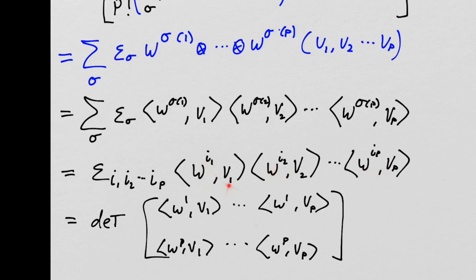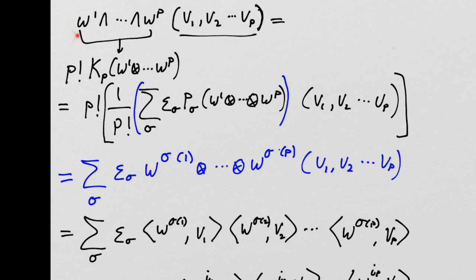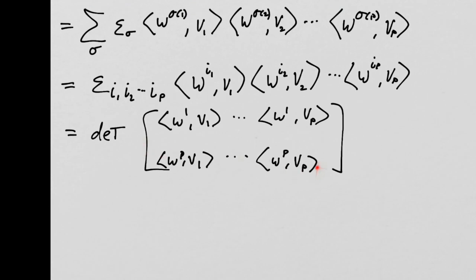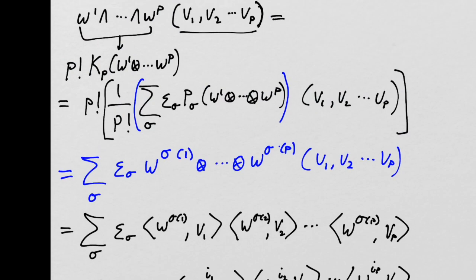This would be the I1th row, 1st column, the I2th row, 2nd column, the IPth row, Pth column. And notice these are fixed. 1, 2, all the way through P is fixed for the vectors, but it's the covectors that are summed over. And it turns out that's exactly equal to the determinant of the matrix. So the point being that a P form operating on P vectors is very nice and simple. It's simply the determinant of these individual dual space mappings.